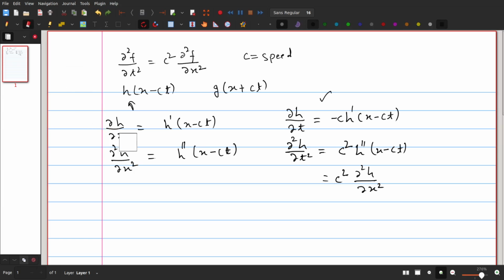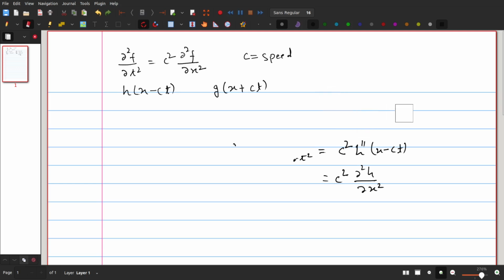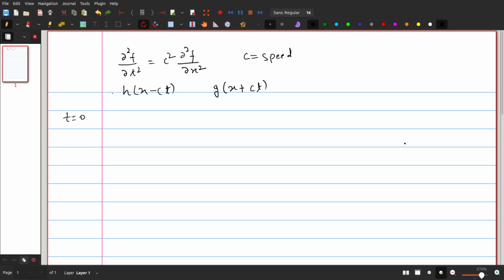Now if we plot these functions, suppose initially h is such that, if we consider this type of solution h(x − ct), then at t = 0 we have the function h(x), and suppose initially it is localized at 0, and suppose for simplicity it has a maximum at 0.